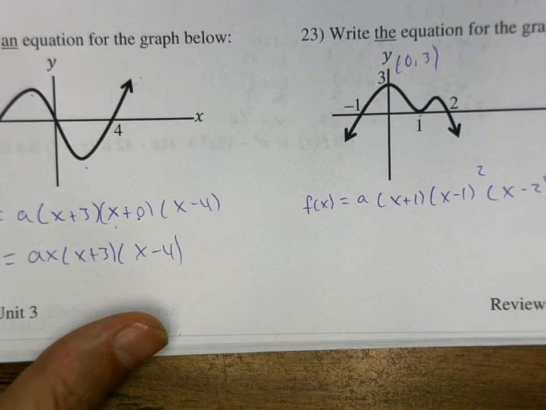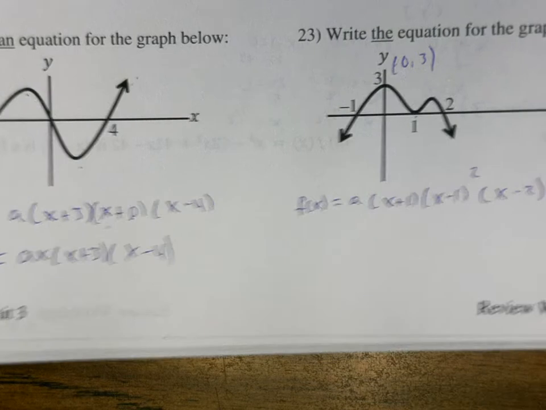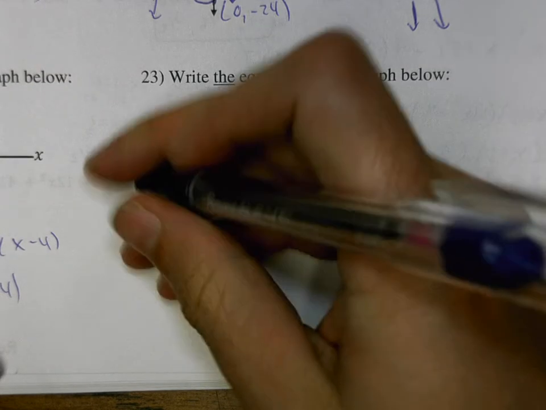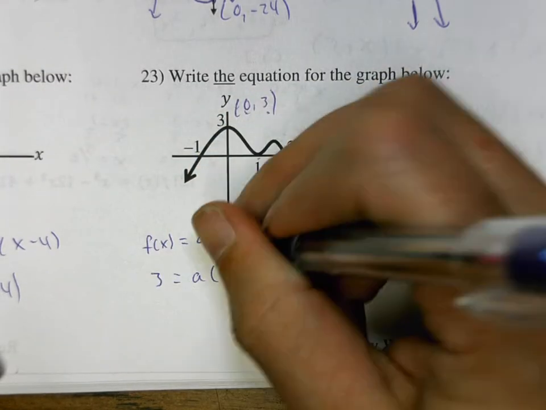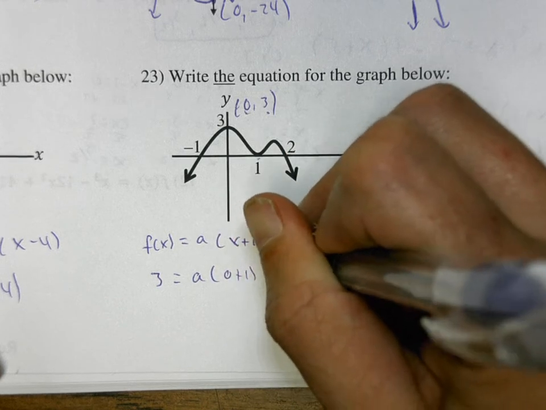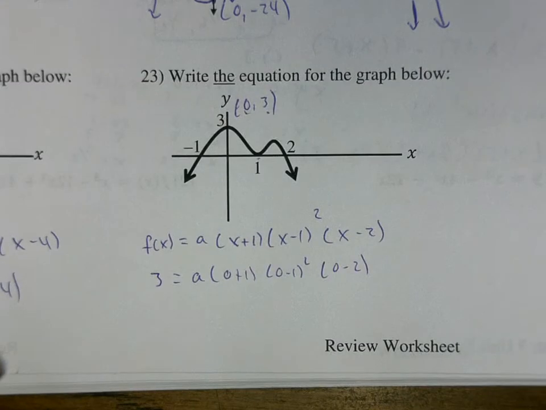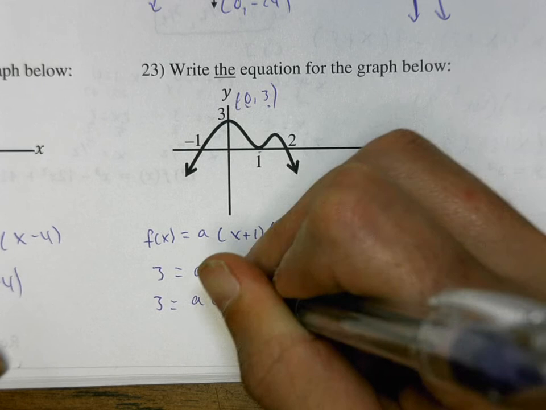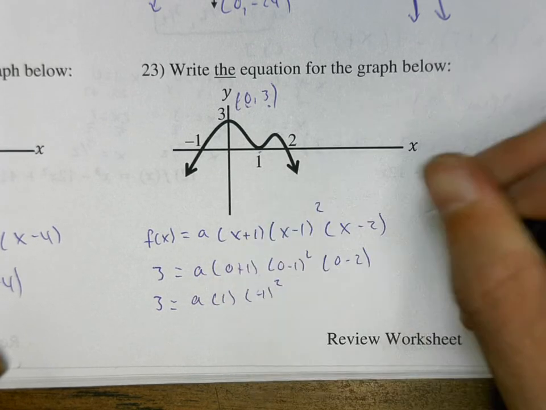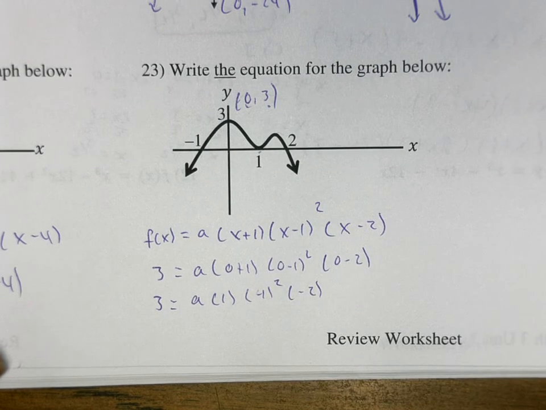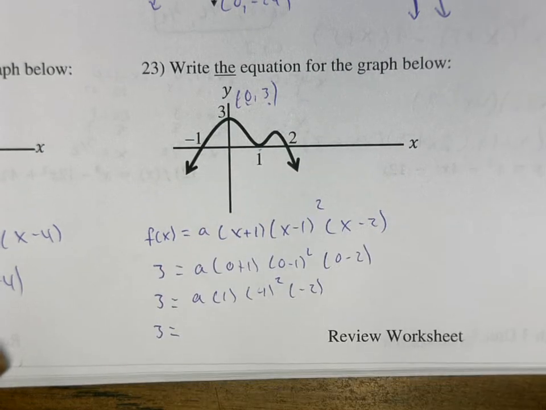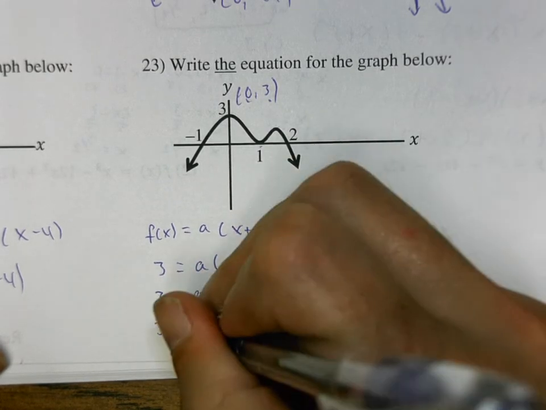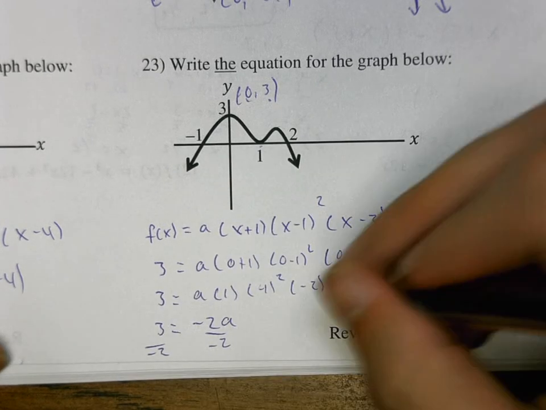Where this point comes in handy is we are going to plug this point into x, plug 3 into y, and solve for a. So 3 equals a times 0 plus 1, 0 minus 1 squared, 0 minus 2. 0 plus 1 is 1. 0 minus 1 squared is negative 1 squared. 0 minus 2 is negative 2. So 3 equals 1 times negative 1 squared is 1, times negative 2. That's negative 2 times a. Divide both sides by negative 2, and we get a is negative 3/2.